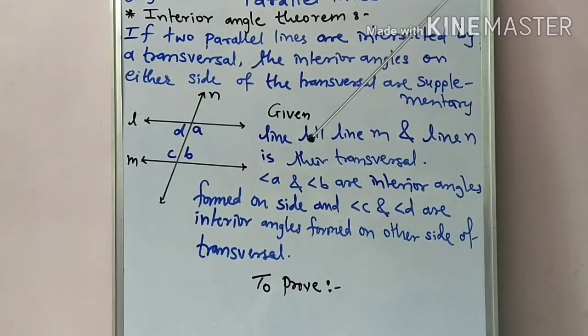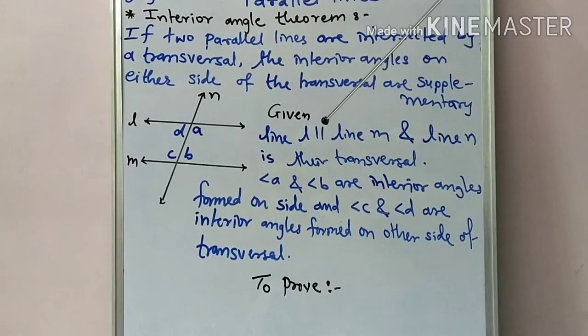Okay, understood? Line L, here we write the symbol of parallel, line M, and line N is what? Their transversal. Then we write the names of the interior angles: angle A and angle B are interior angles formed on one side, and angle C and angle D are interior angles formed on the other side of the transversal. Okay, and then we have to prove that, what do we have to prove?